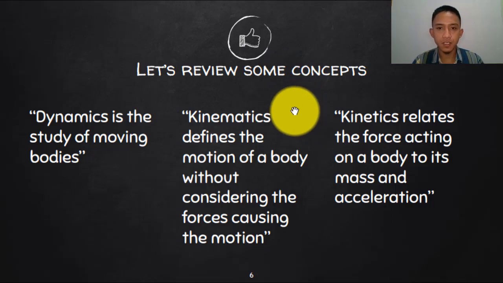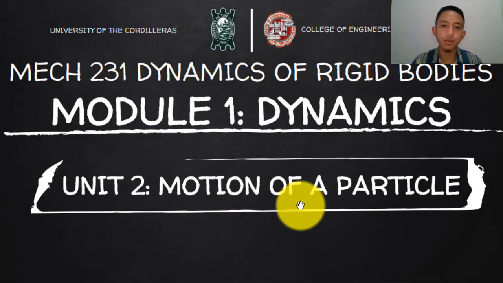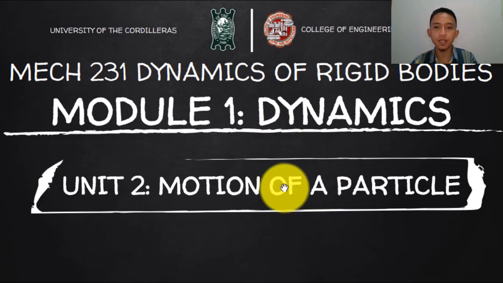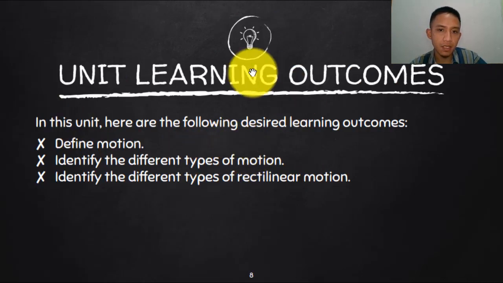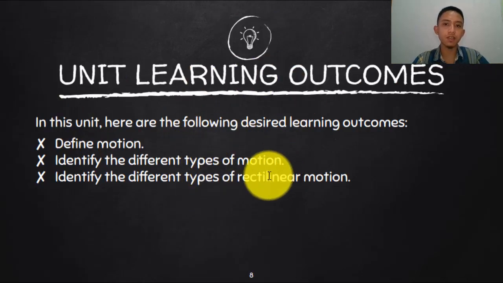Okay, so let's proceed. Unit 2, motion of a particle. Let's try to understand what is the motion of a particle. Again, by particle, we are referring to a very, very small or negligible size body. So again, in this unit 2, these are our learning outcomes.